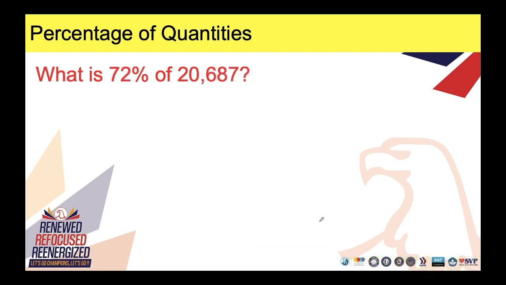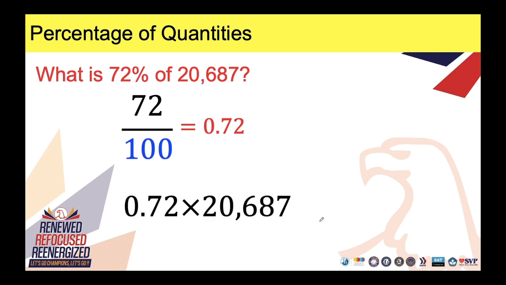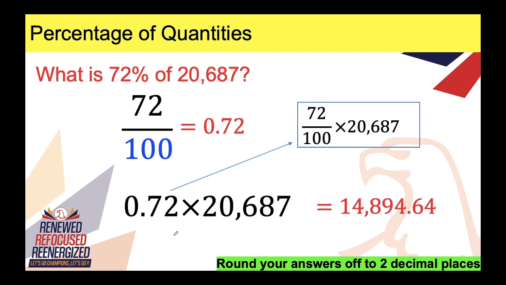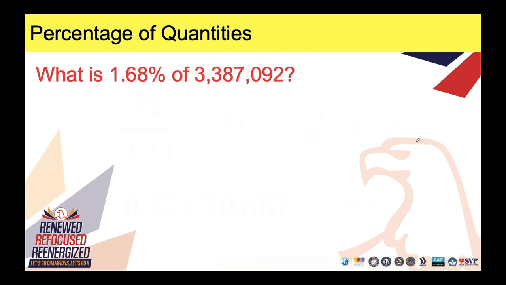Okay, let's have another example. 72% of this number. Remember again, convert the percentage into a fraction. Percent means per 100. 72 over 100. Then that is equal to 0.72 if you wish to convert it into a decimal. So 0.72 times 20,687. Can you do this in your calculator? Pause this video and try to input this in your calculator. All right, and this gives you the answer 14,894.64. So this is already in two decimal places. Again, if you want to shorten the process, you can just write 72 over 100 times the whole number.